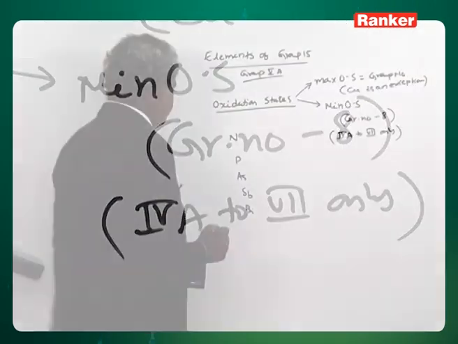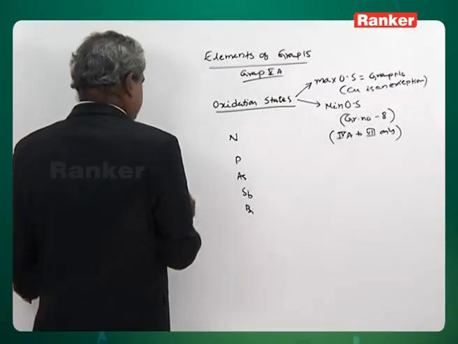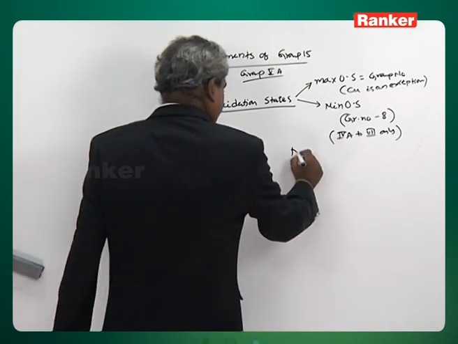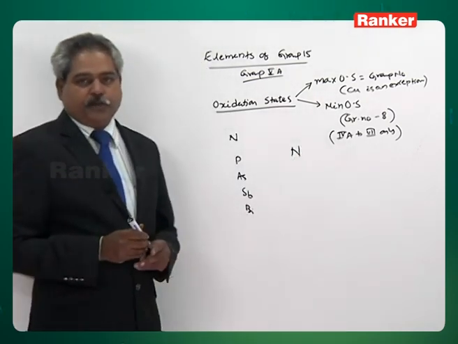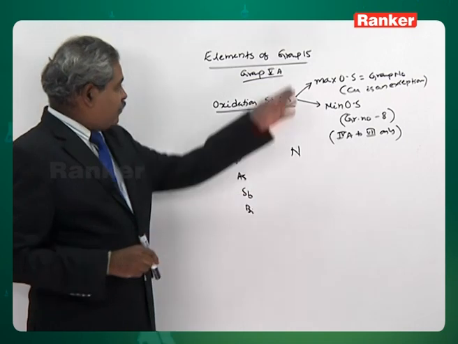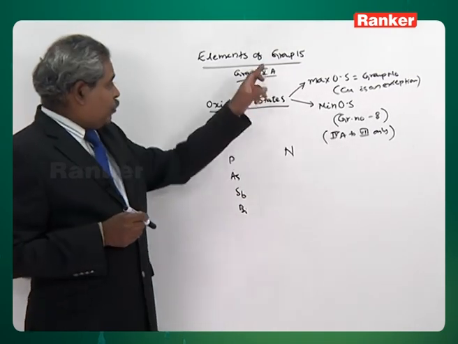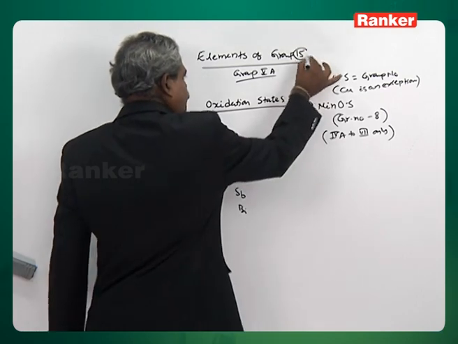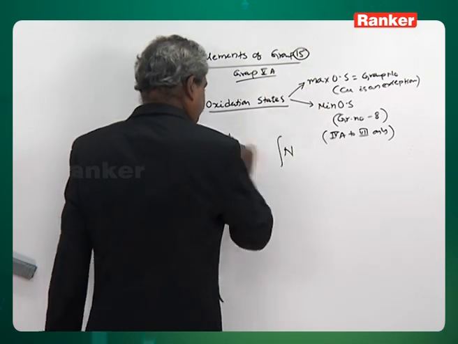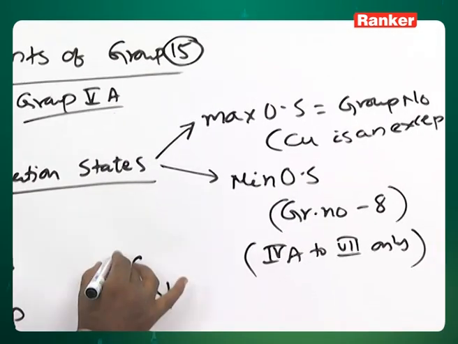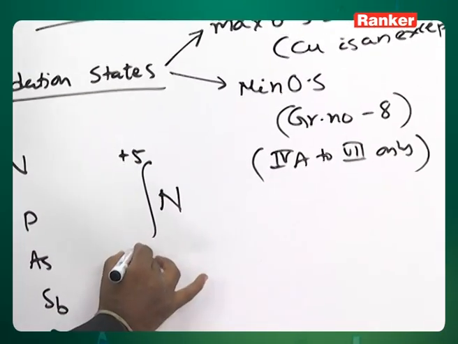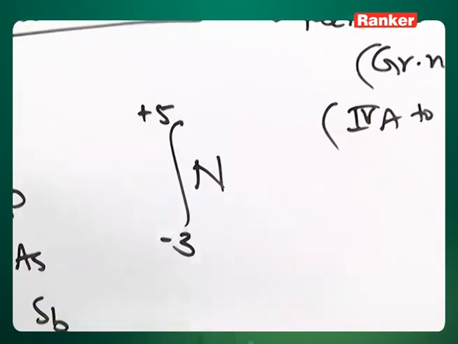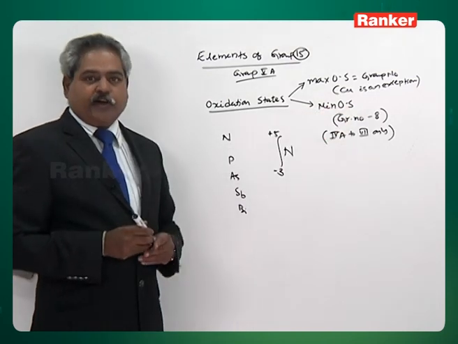For instance, nitrogen. Which group does it belong to? Nitrogen belongs to group 5. Group 5, not 15. This 15 is not of much use. 5A. Maximum plus 5, minimum minus 3. Group number minus 8, 5 minus 8.